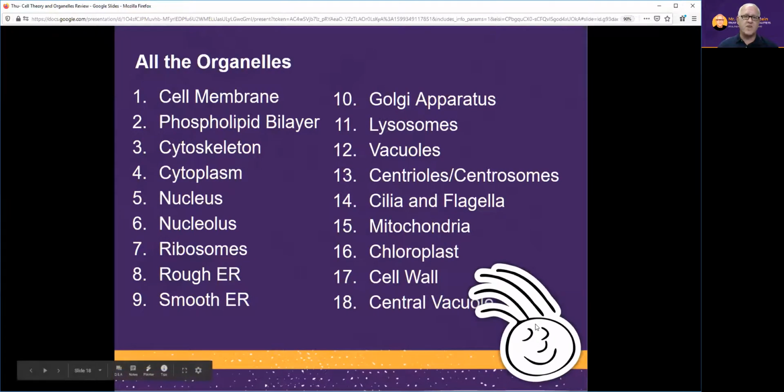So we covered those main structures, but a list of all of the organelles is here. There are 18 of them. I don't have to go through all of them with you again. You'll do that on your own.